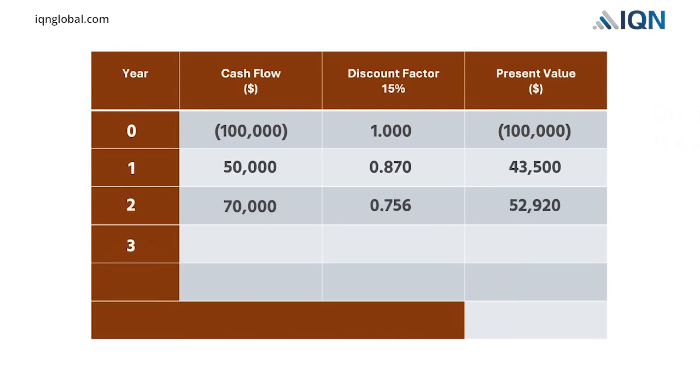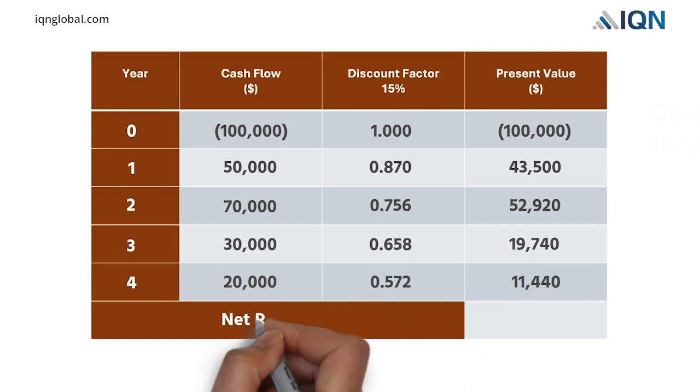At the end of year 3, the project will generate cash inflow of $30,000. The discount factor for 3 years with required rate of return 15% is 0.658. We will now multiply $30,000 by 0.658. This will give us a present value of $19,740. Again, the project will generate a cash flow of $20,000 at the end of year 4. The discount factor for 4 years with required rate of return 15% is 0.572. We will multiply $20,000 by 0.572. This will give us a present value of $11,440.